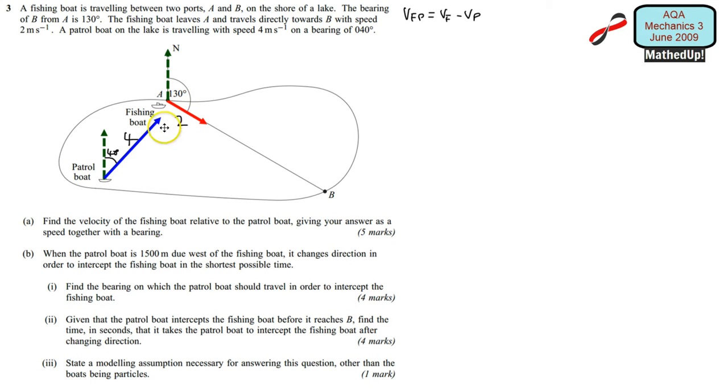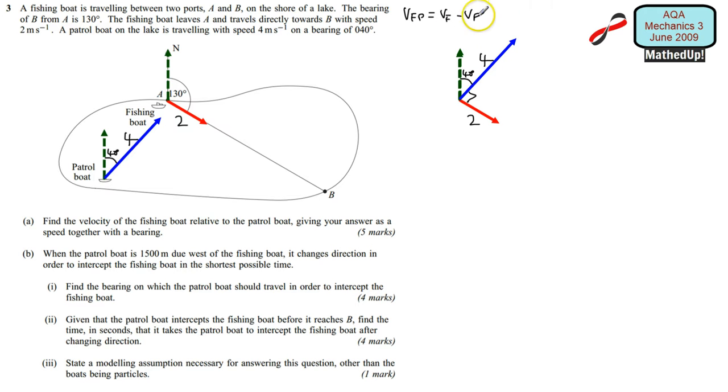What I'm going to do is take this information and move it over here. So this represents the velocity of my fishing boat in red, and this here represents the velocity of my patrol boat in blue. Okay, and I also know that this angle here is 130 degrees, so if that's 40, this here is just going to be a right angle, because 90 and 40 make 130 degrees.